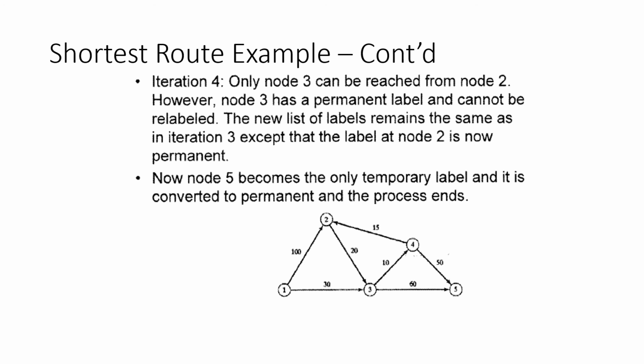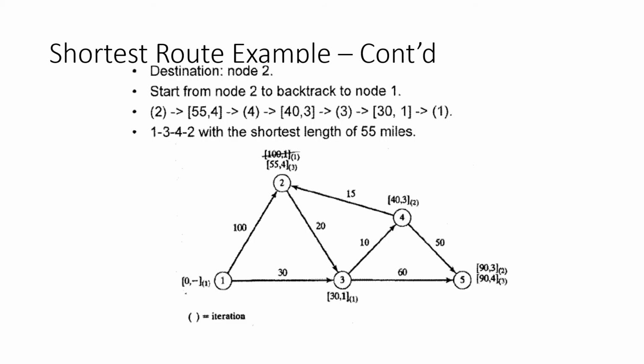we're left with only one node without a permanent label. As I said, the only node without a permanent label now is node 5, and the label next to node 5 would be coming from 3 or coming from 4. Either way, it's 90, 3 or 90, 4. So either one of them is fine. Okay, so this is what I just said. The two labels are 90, 3 or 90, 4. Both are fine, and the problem actually ends by selecting either one of these.